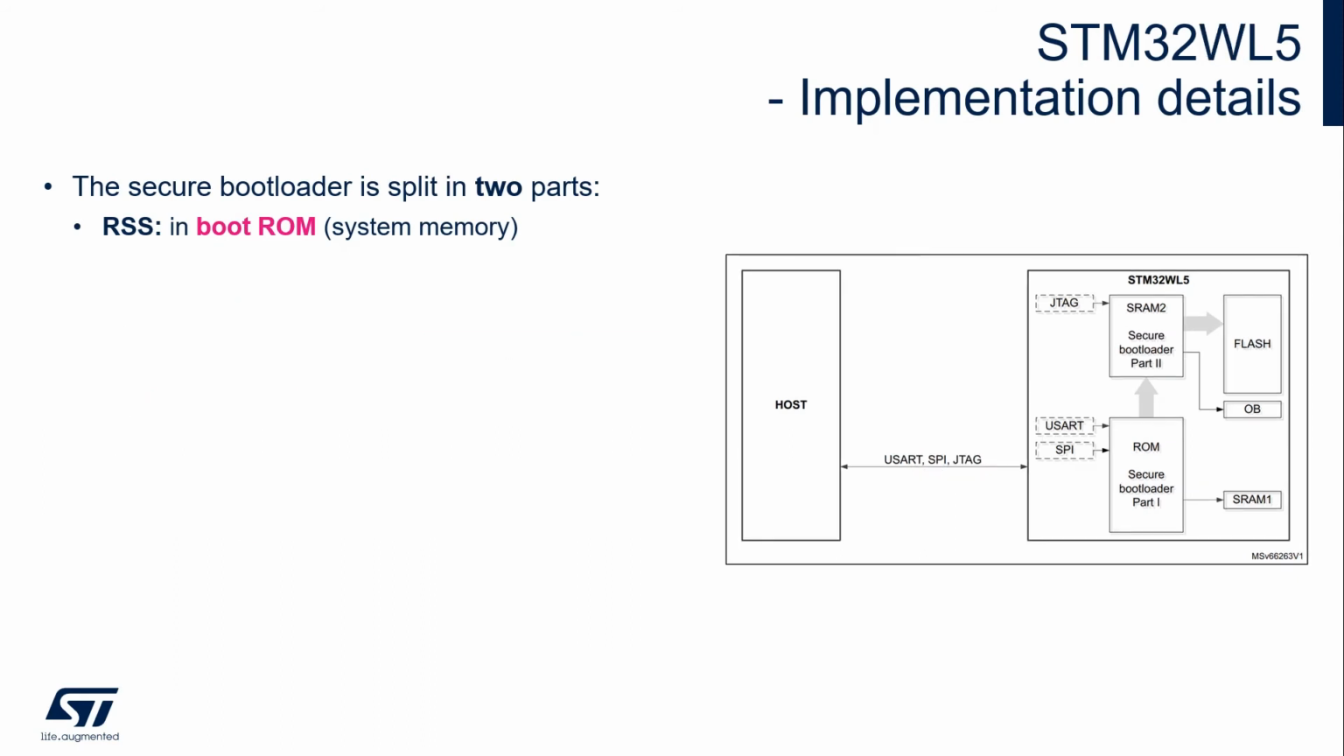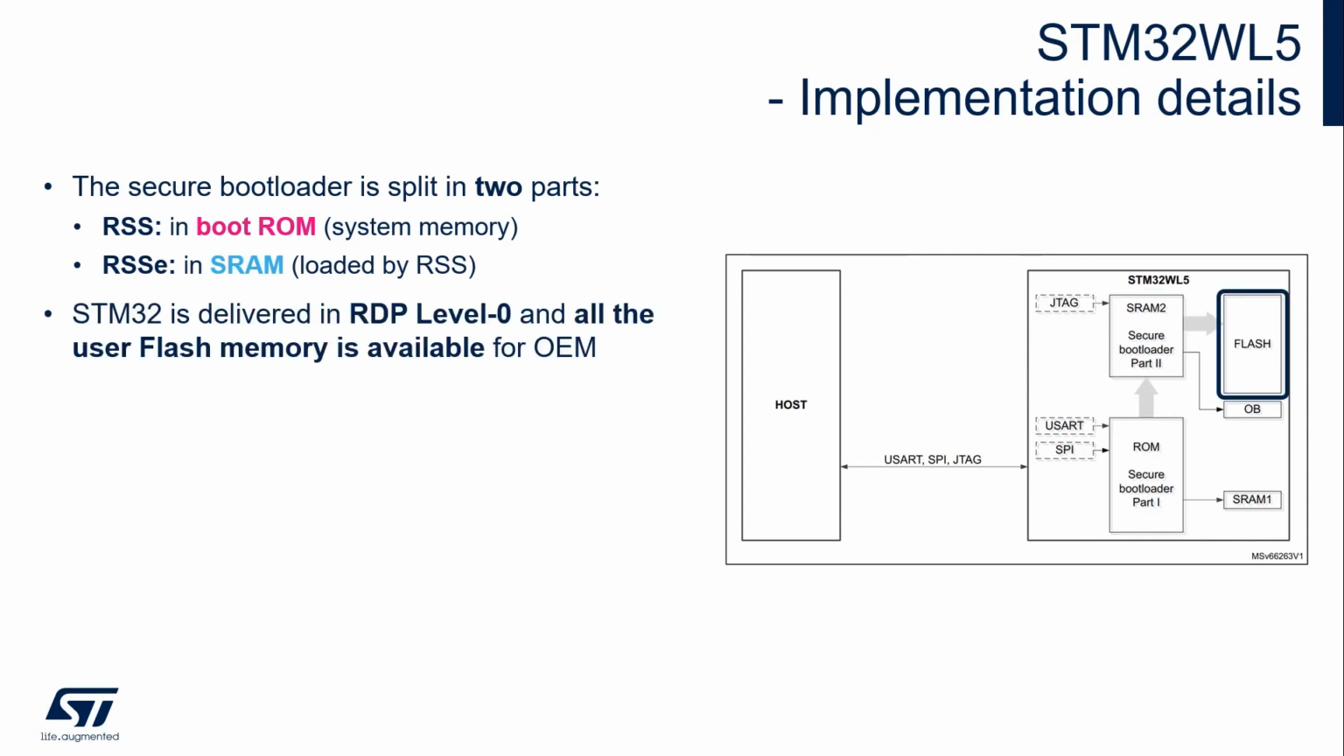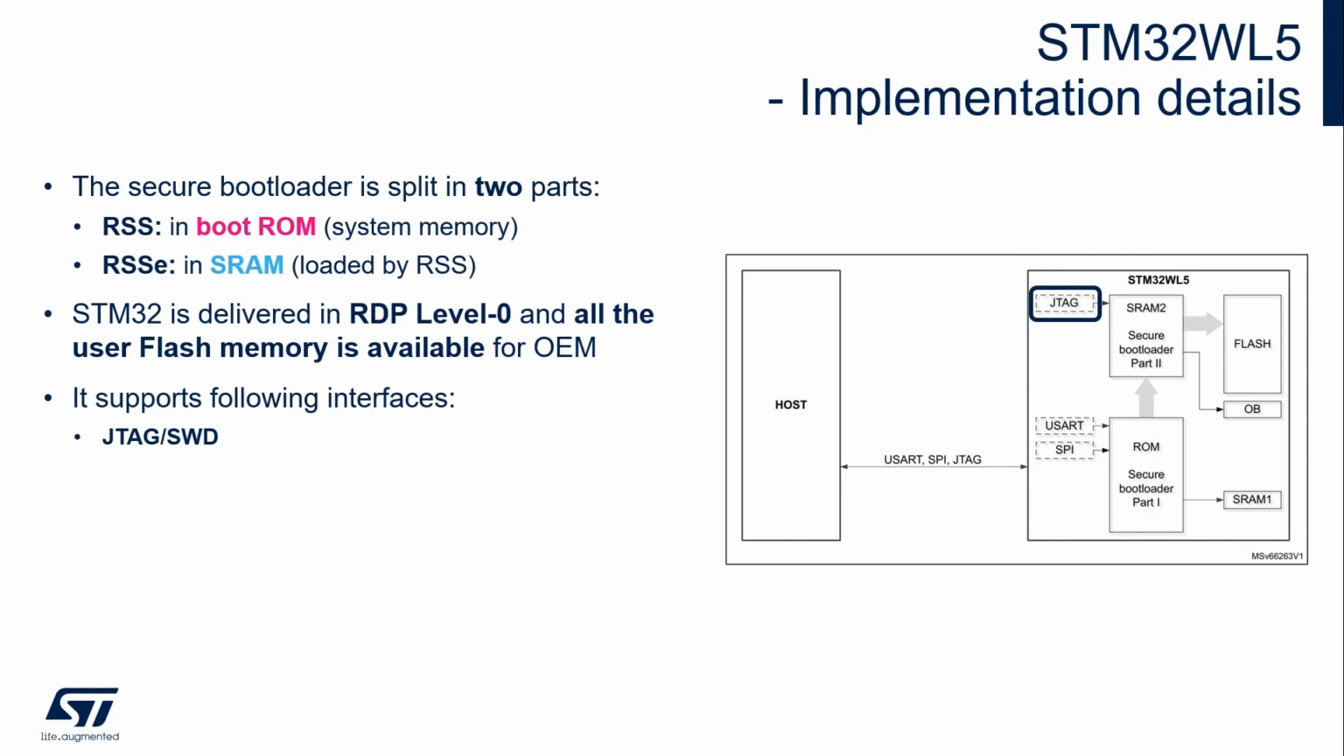In STM32WL, the structure is similar to the one used in the L5, with the bootloader split in a fixed part in ROM and the one loaded in the SRAM by the host. Also in this case, this leaves the whole flash for the OEM code and allows the delivery of the device in RDP level 0. The SFI process supports JTAG and SWD interface, and additionally through the system bootloader, USART and SPI.